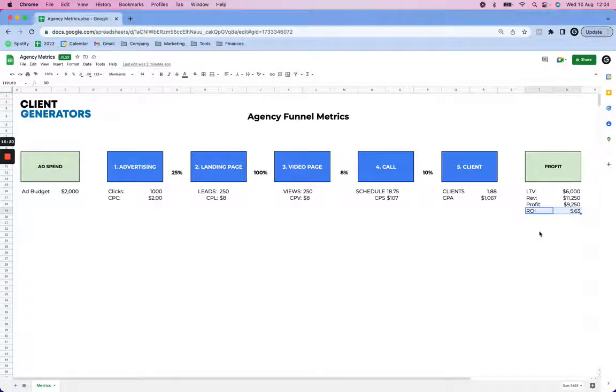But this is just how obviously the economics work. And this is why it's so profitable, because these customers are worth so much money. We can spend a lot of money to acquire them. And $1,000 isn't even that much.